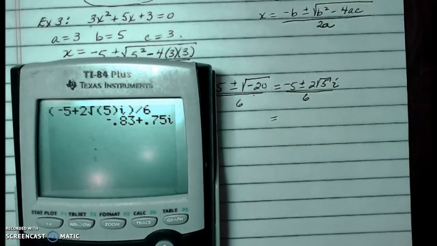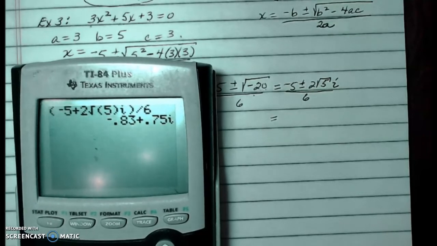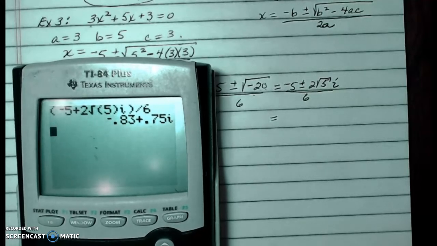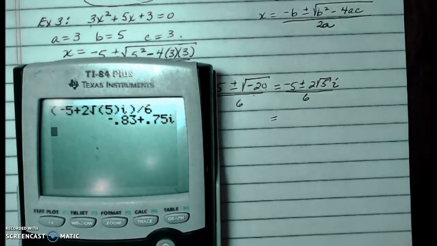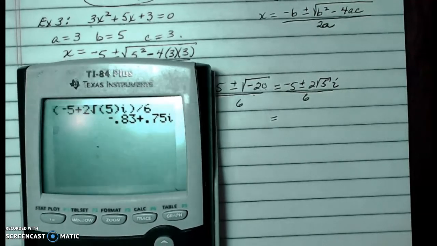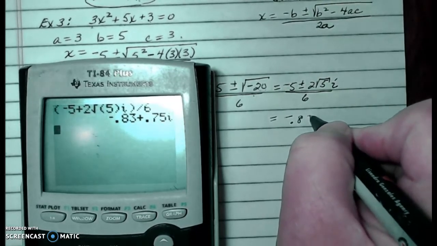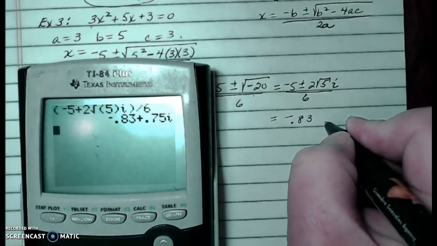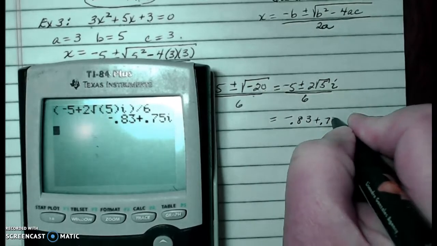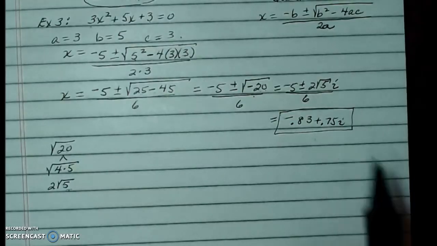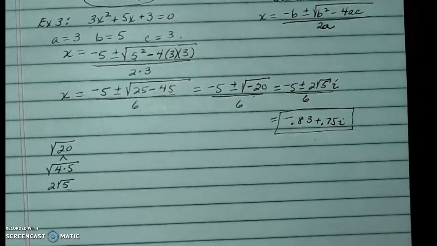Please note in the calculator how I've had to use my grouping symbols. The numerator has to be in parentheses, and the radicand 5 has to be separated with parentheses to get the right value. So again, here my answer is negative 0.83 when rounding to two decimal places plus 0.75i. And that wraps up section 10-12.